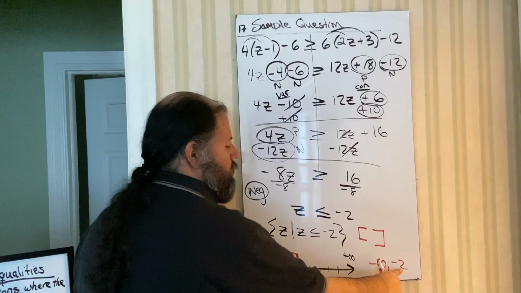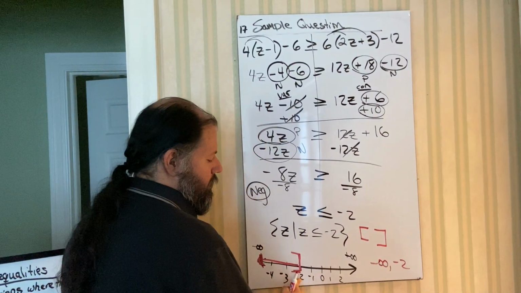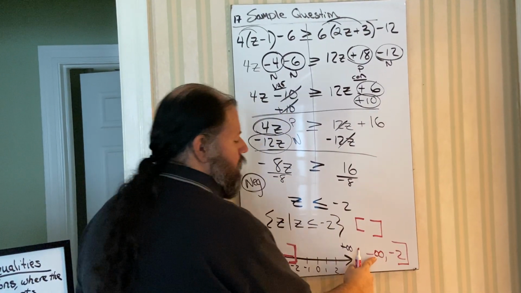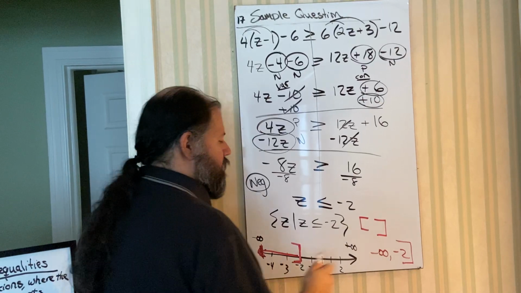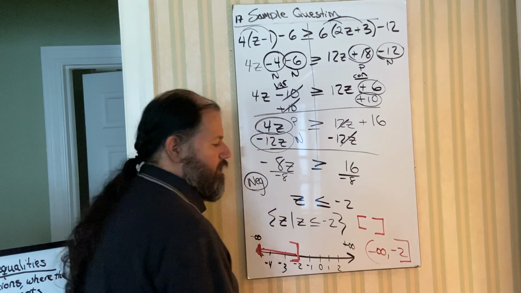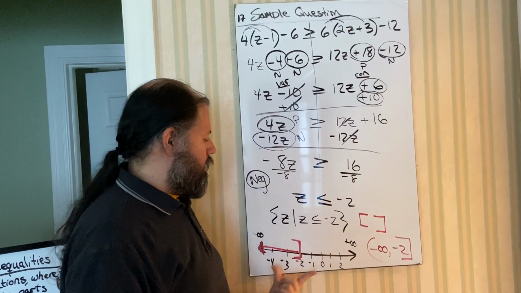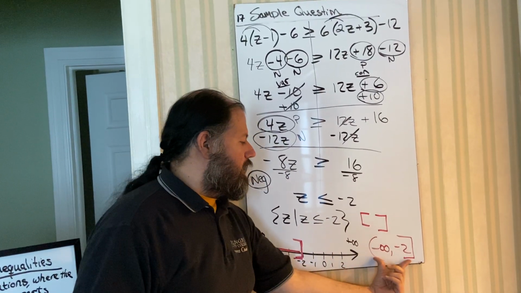Next, because this is right here, we're going to use this symbol, the bracket. And always for the infinity symbol, parentheses. So there is the solving, the graphing, and then the interval notation.